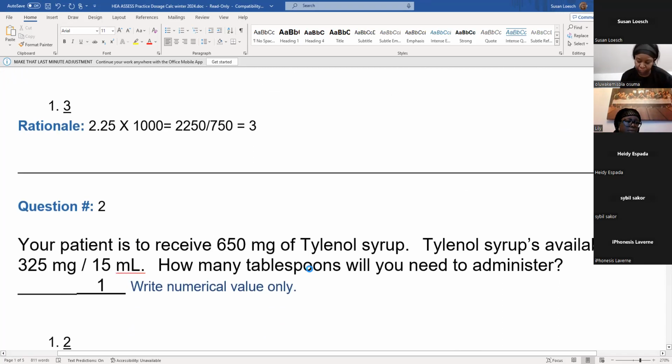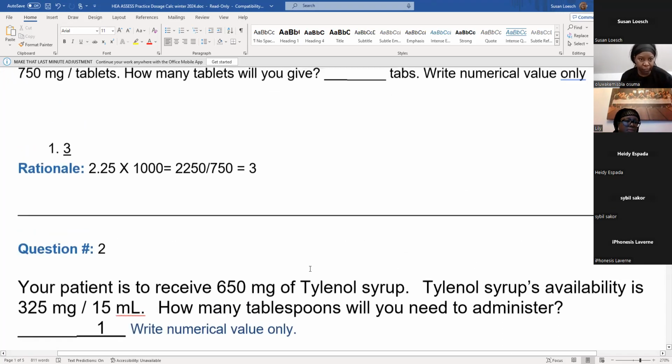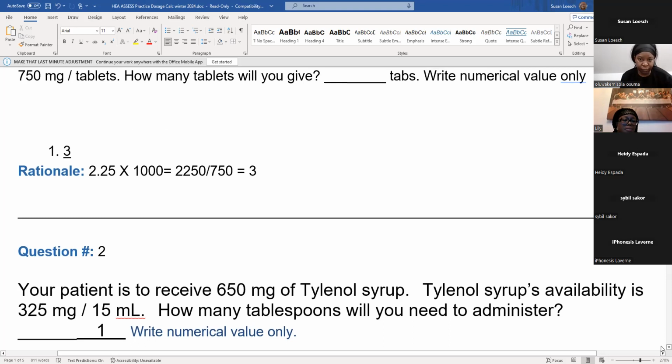How about this one? Anybody have any issues with this one? No. So with this one, remember you have to do the desired over have first to determine how many mLs you're going to give, and then convert it into tablespoons. So a tablespoon is worth how many mLs? 15 mL.